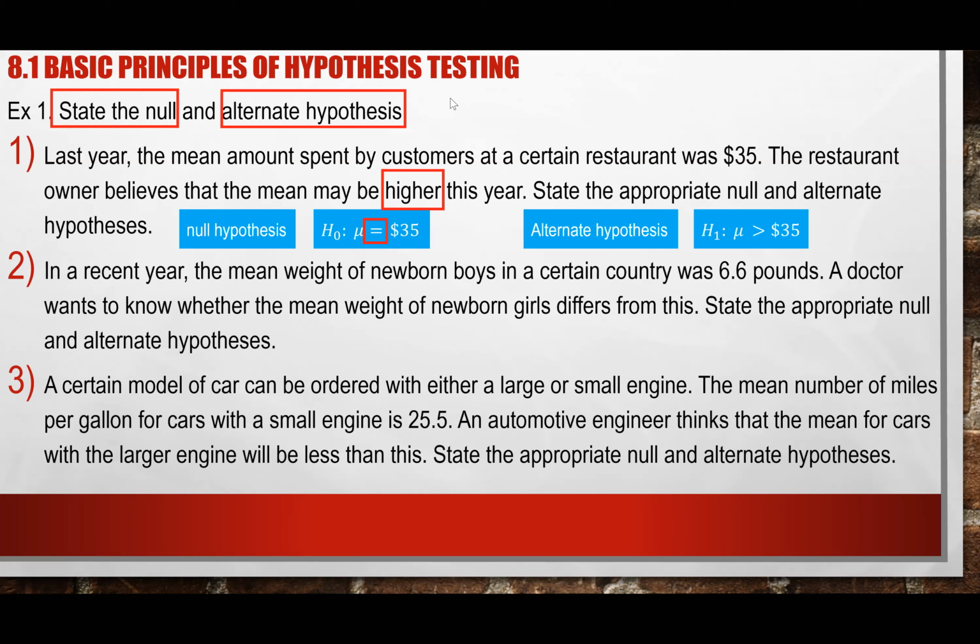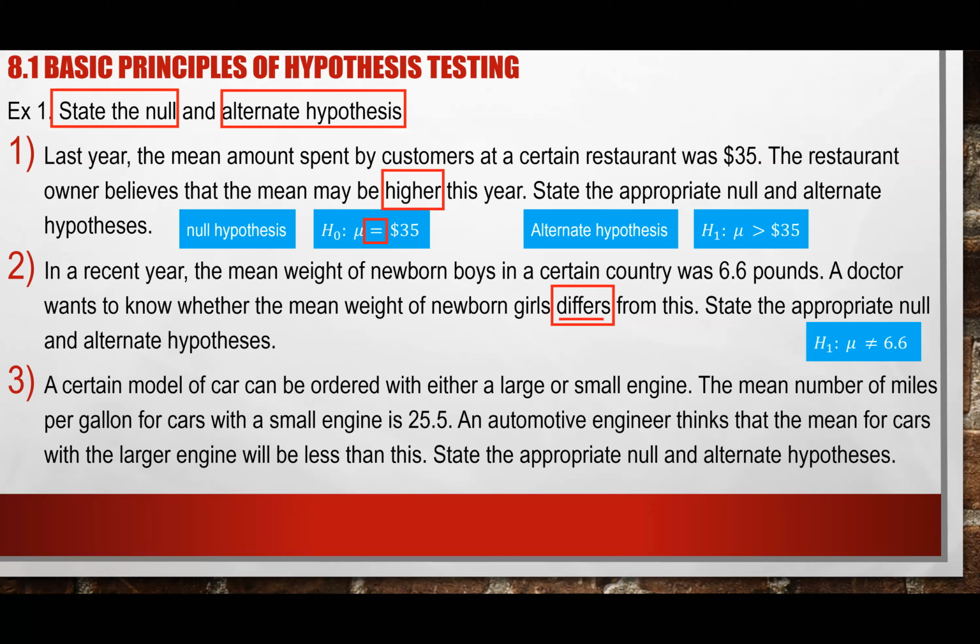Number two, again, they say that the mean weight of the newborn boy in a certain country was 6.6 pounds. The doctor wants to know whether the mean weight of the newborn girl is different from this. So again, you say, wait a minute, the information here is the boy, and the information she wants to know is a girl. But for now, we don't care about that detail yet. What does it mean by different? Do you agree that different is not less than? It can be less than, but it also can be greater than, right? Because he wants to know the difference.